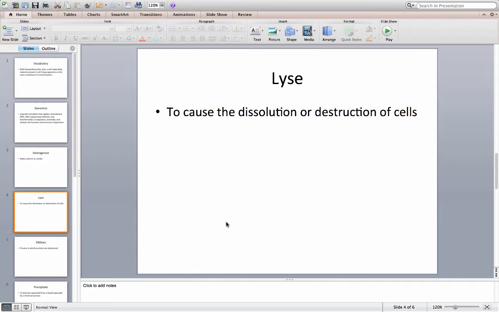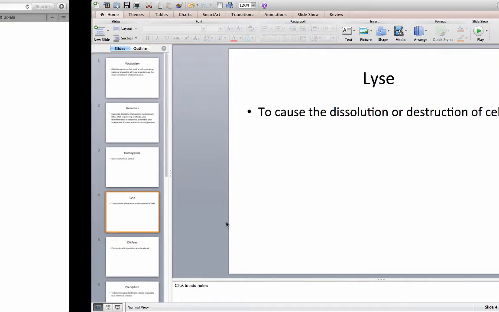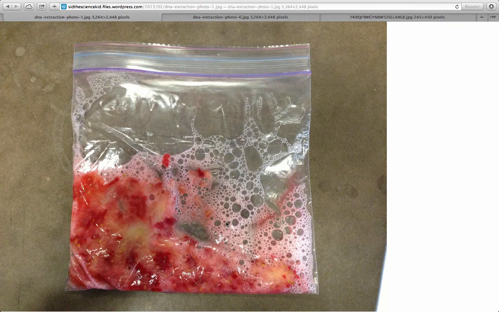Next we have lyse, which is to cause the dissolution or destruction of cells. In this case, we are using dish soap and salt. Dish soap will break down the membranes of the cells further, and the salt allows the DNA molecules to stick together so that later it's easier for us to pull out. Another way to think of lysing is that with the brick, you want to see what's inside, so you're going to break down the bricks into their original materials.